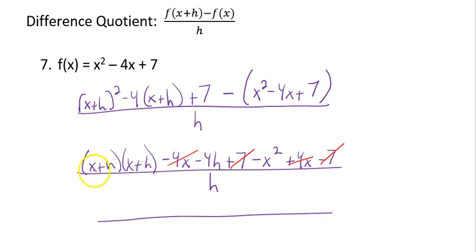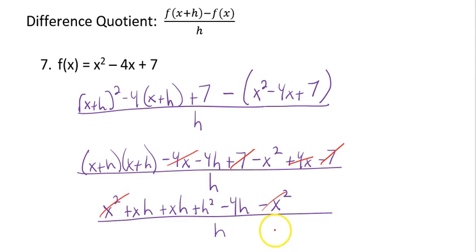Now I'm going to come back and FOIL. X times x is x squared, x times h, h times x, which I can write xh as well, and h times h is h squared. Then I'm going to bring down what I have left, the negative 4h and the negative x squared. Again, it's over h. Now I can cancel the x squared and the negative x squared.